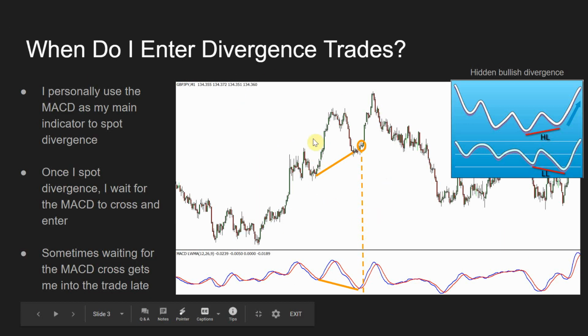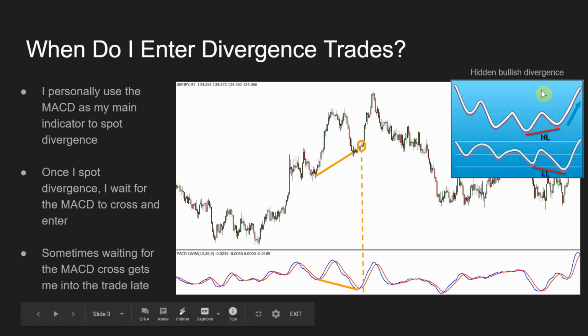Just to give you an example here of bullish hidden divergence, we've got price inside an uptrend. As you can see, price makes a high here. The oscillator also makes a high. It pulls back, and the oscillator makes a low, and then the oscillator makes a higher high, and so does price. Then price pulls back to make this low, and it continues the trend by making a higher low. But as you can see here, the MACD makes a lower low.